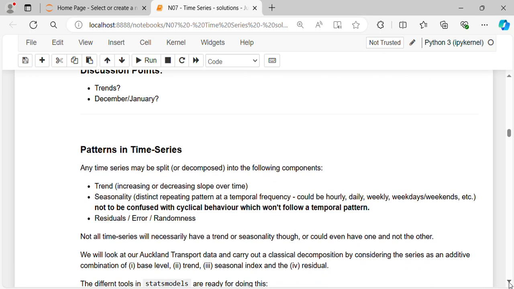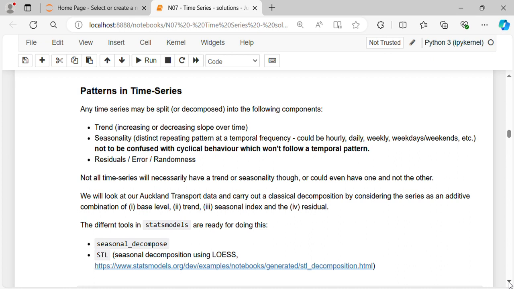And then in this lab, we will look at the patterns in time series data. Any time series may be split or decomposed into the following components: trend, increasing or decreasing slope over time; seasonality, a distinct repeating pattern at a temporal frequency, which could be hourly, daily, weekly, weekdays, or weekends, etc., not to be confused with cyclical behavior, which won't follow a temporal pattern; and residuals, or error or randomness.